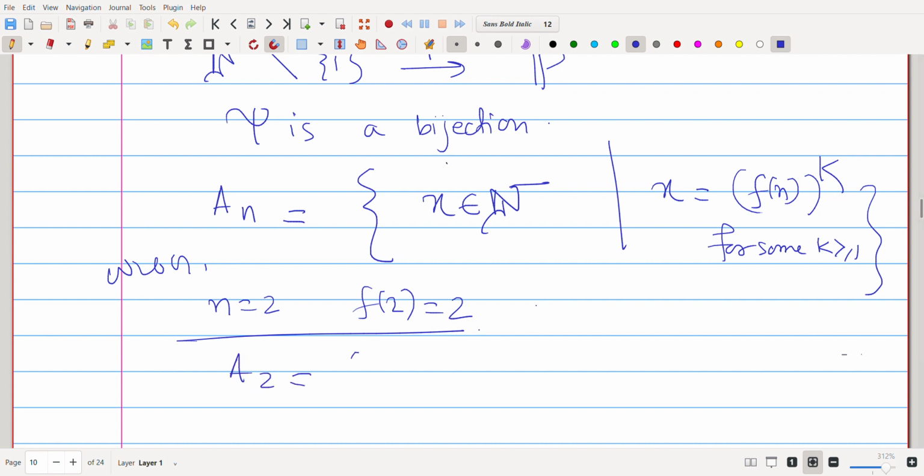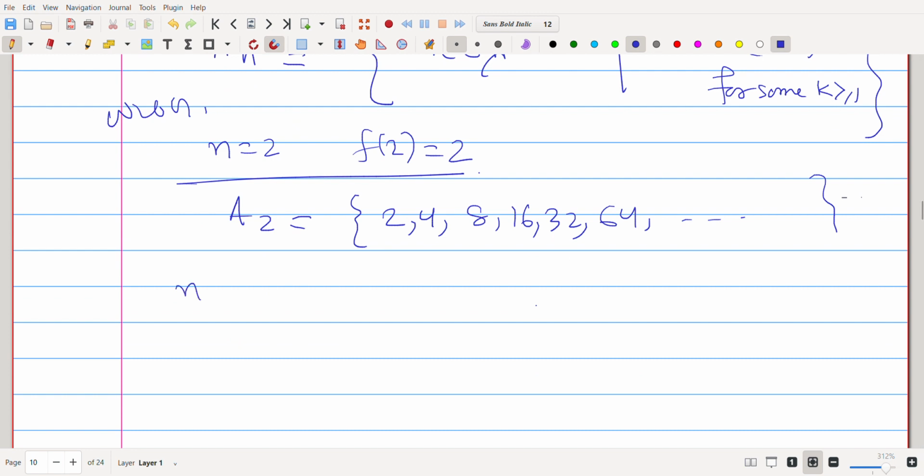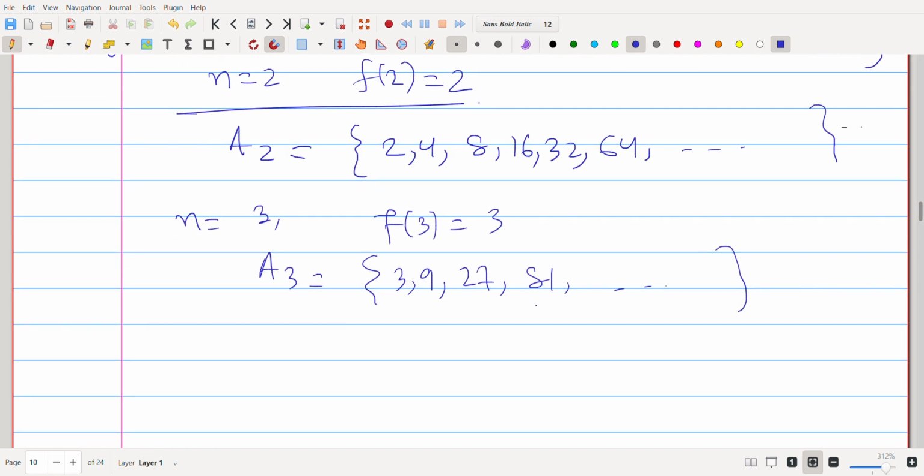That means A2 is given by 2, 4, 8, 16, 32, 64 and so on. Say for n equal to 3, I am defining f(3) equal to 3, then A3 is 3, 9, 27, 81 and so on. Similarly, for n equal to 4, I am defining f(4) equal to 5, because I need to define a prime number, right? So A4 is given by 5, 5 square, 5 cube and so on.